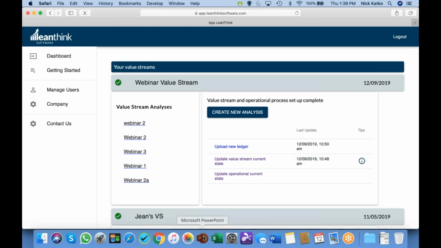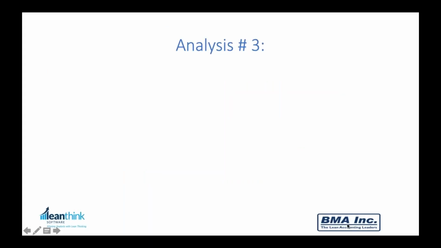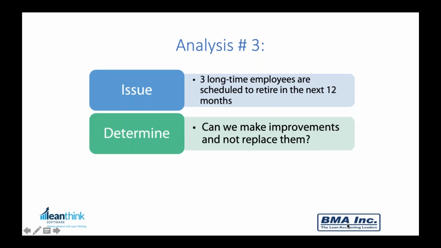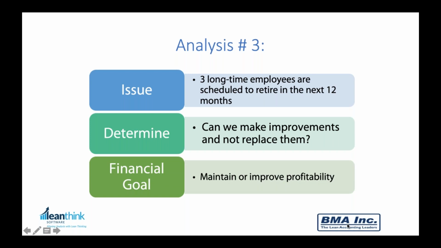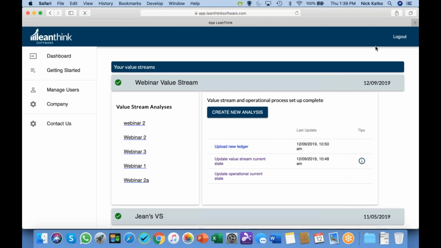So the third case we're going to look at is another case which typically happens in manufacturing companies these days: we have 3 long-time employees that are scheduled to retire in the next 12 months. We would like to determine, can we make improvements and not have to replace them, with a financial goal of maintaining or improving profitability. So let's go back to the software.